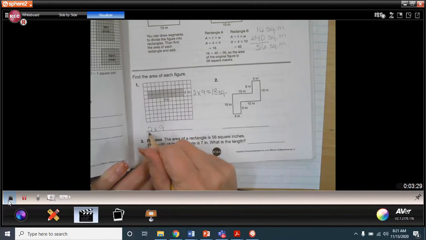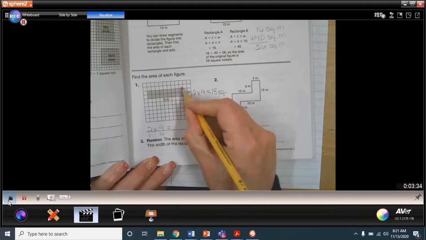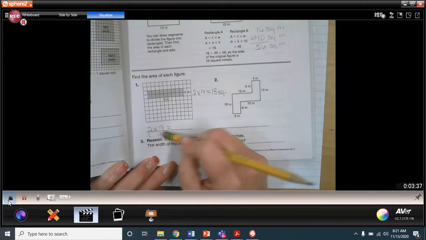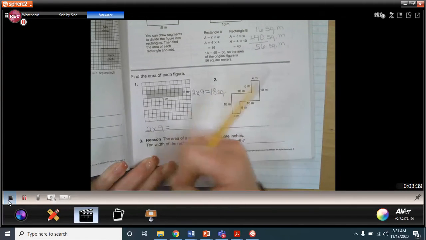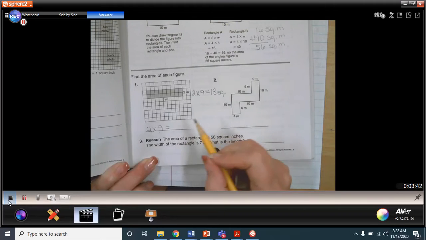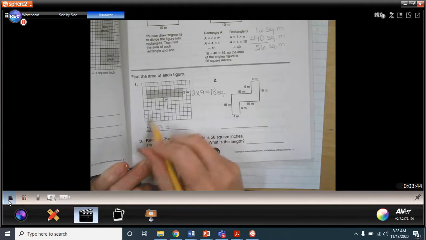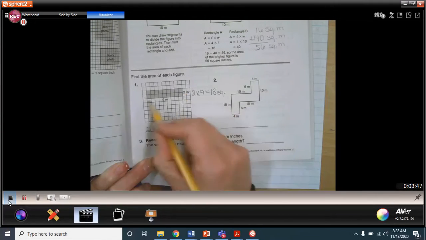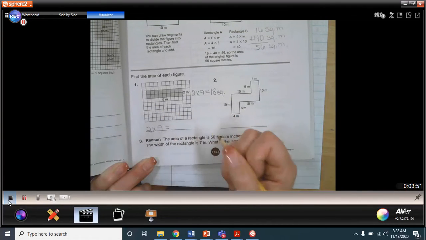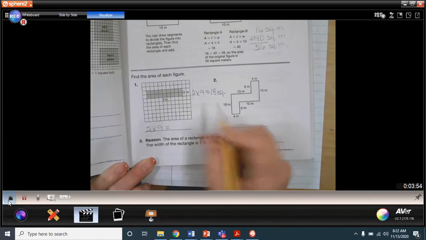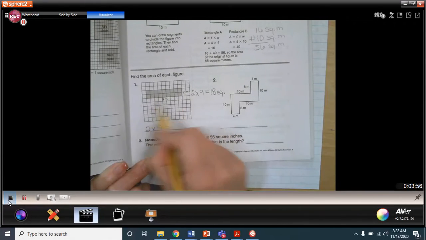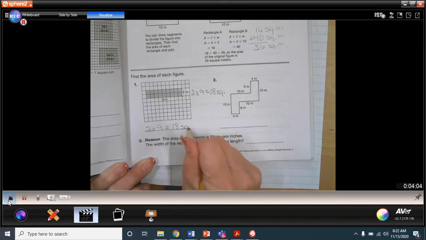I have the length, I have the width, and sometimes people remember they're interchangeable because we know that our order property tells us that we can switch the factors and the product will be the same. So whether you believe that this is the length or this is the length, or this is the width and this is the width, it's not going to change the idea behind it. We are still going to have 18 square meters in this particular figure.